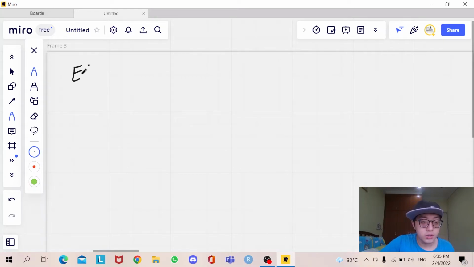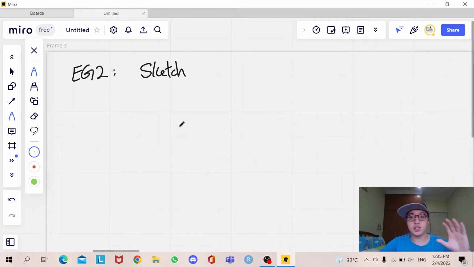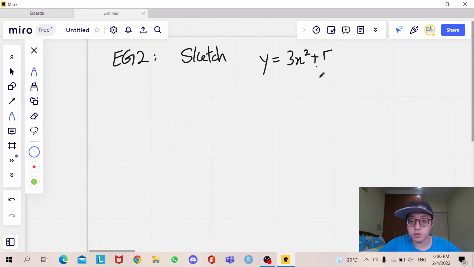All right, EG2. All right, sketch. It's important that you see the keyword sketch here. Only then can you proceed with all the four steps. All right, 3x squared plus 5x minus 2.